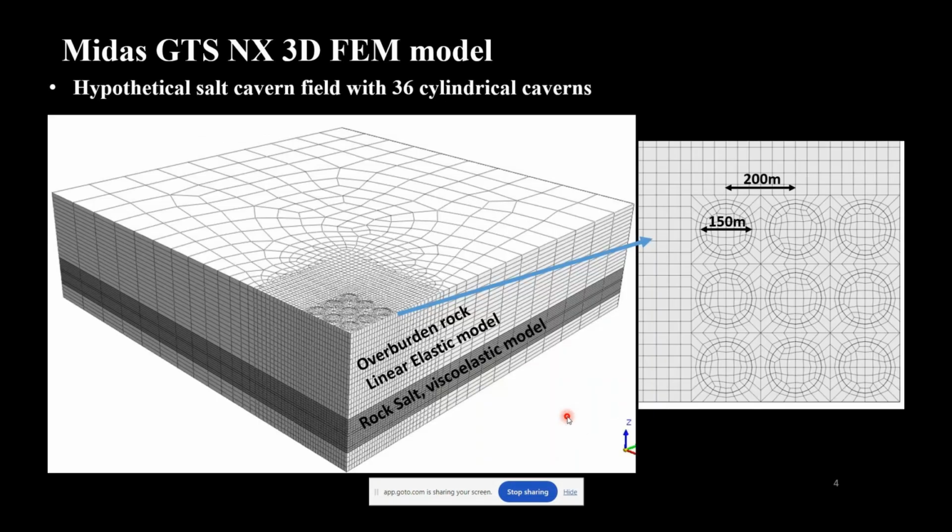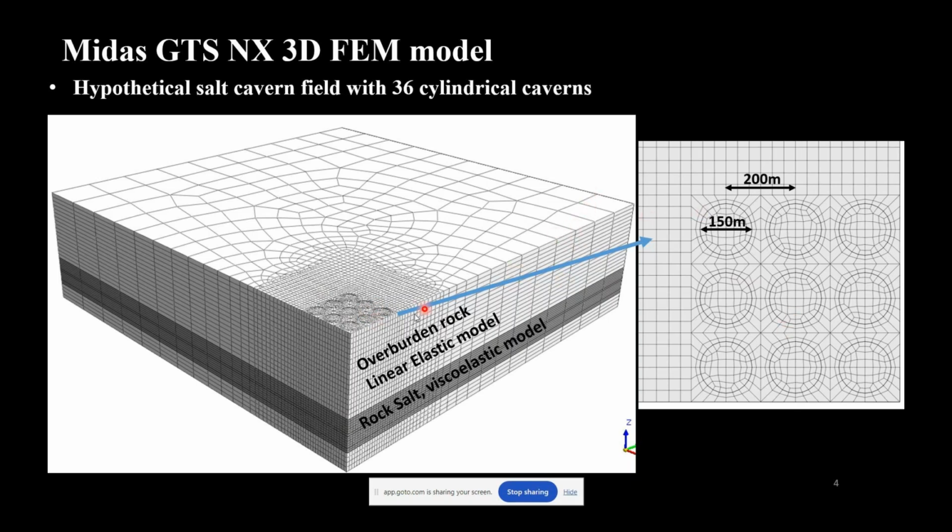This is a few more details about the model. So we have a 900 meters thick overburden rock. Here I simulate the rock as a linear elastic model, which is the simplest constitutive model possible. And below this 900 meters thick overburden rock, we have a 300-meter rock salt deposit that I simulated with a viscoelastic model.